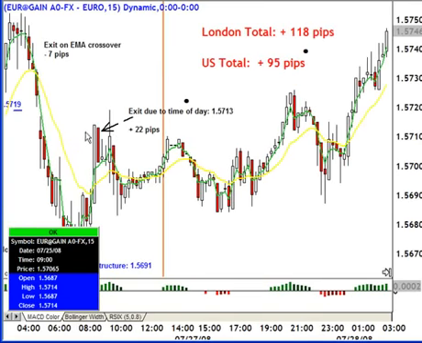So for a total this week, London total 118, US total 95. And that's for trading just one lot. And depending on risk management and money management and the size of your account, that would determine what your position sizing is. So that summarizes the FX model software and how it performed in the Euro 15-minute time frame for July 21st to the 25th.